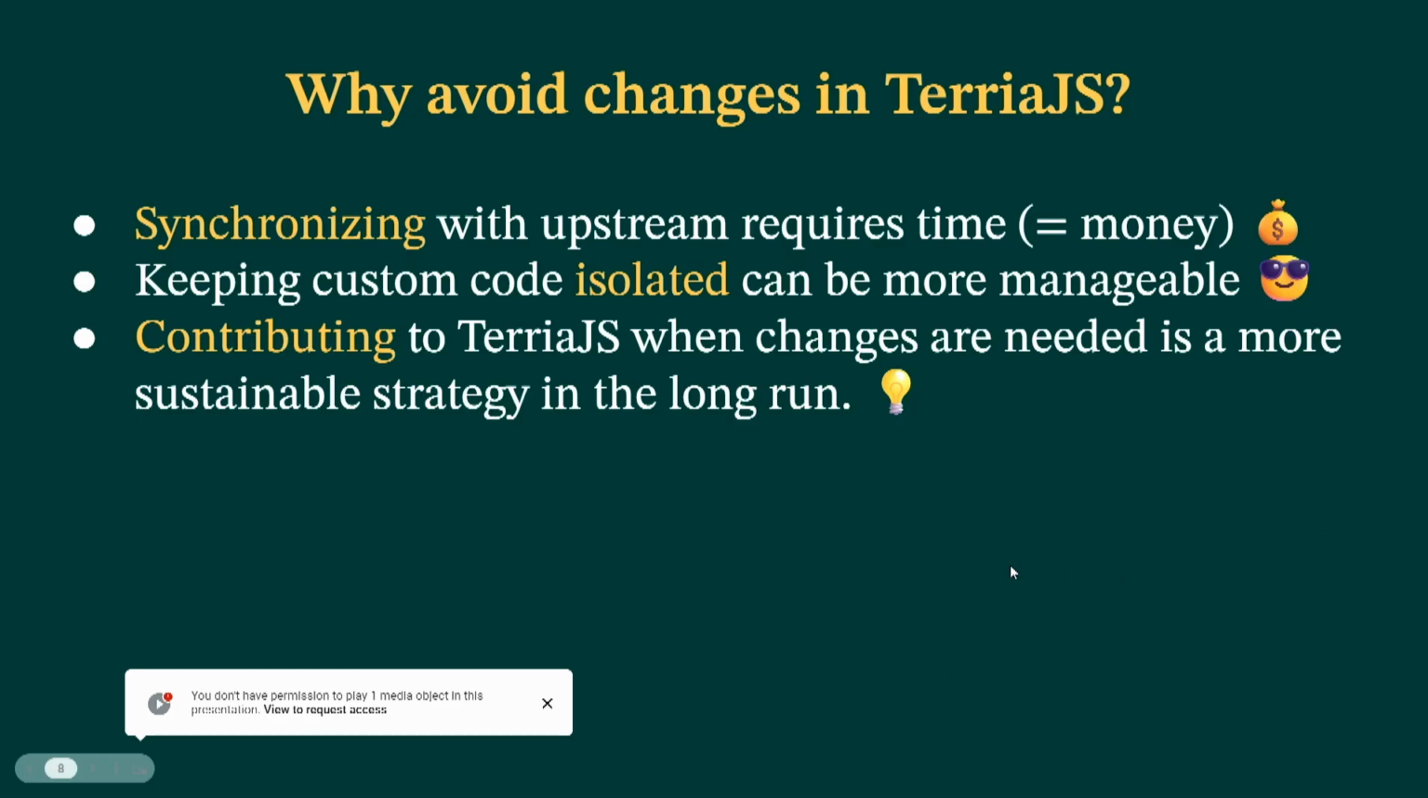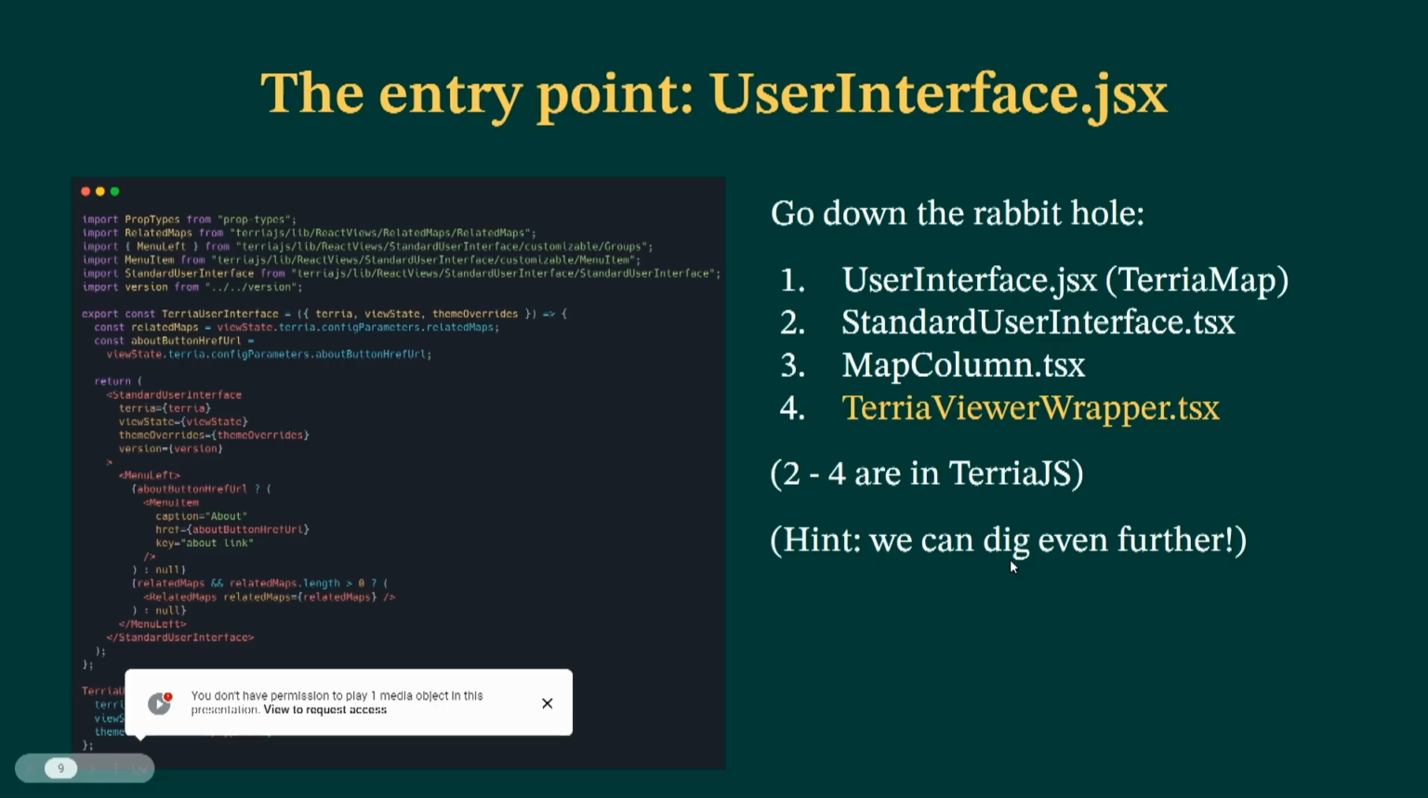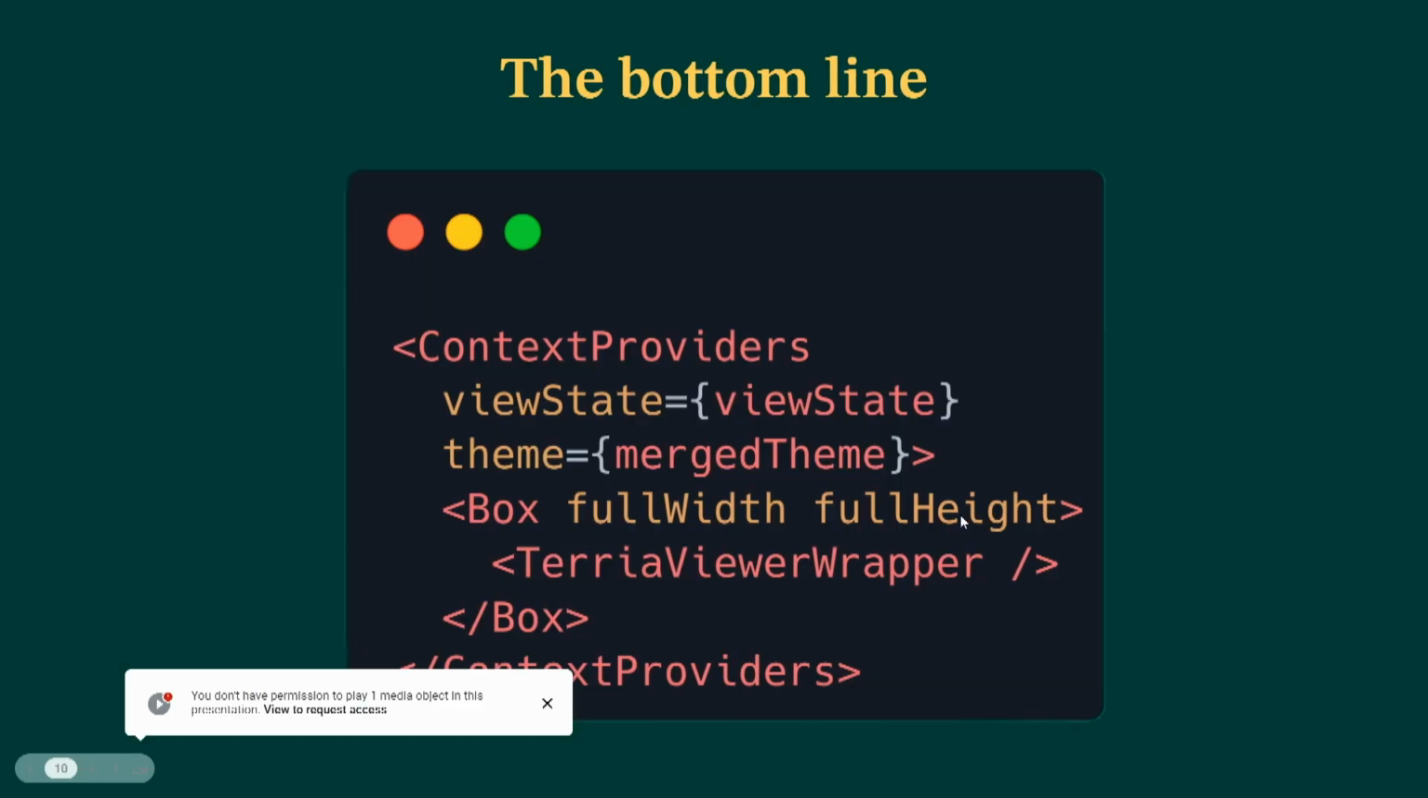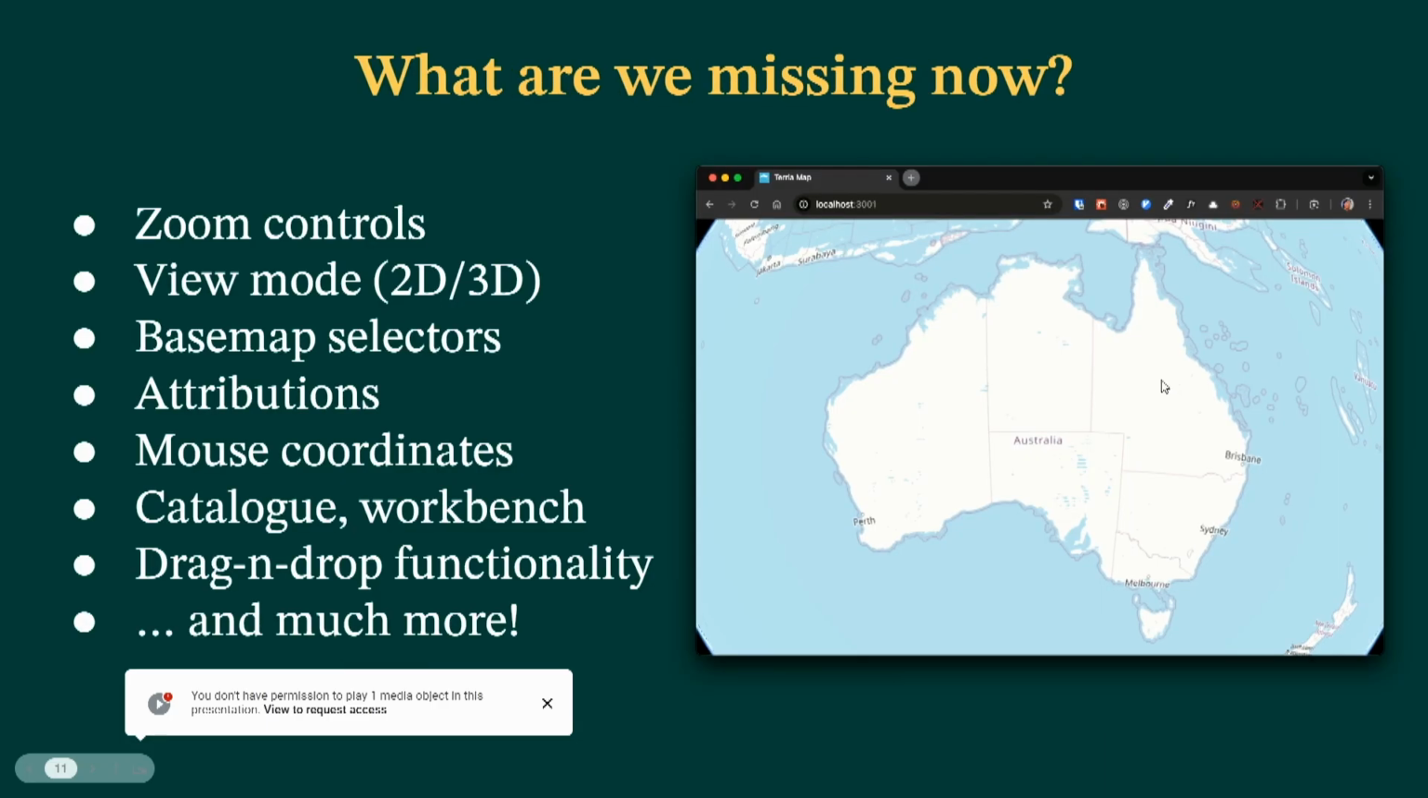So let's try to change it. When we dig into the code, we find the component down this component tree, which is actually inside TerriaJS. So we take it out, and this component, in this particular case, is the Terria viewer wrapper, which is responsible for rendering the map viewer, but we only leave it. And if we do that, everything goes away. We only see the map, but that's not a big problem.